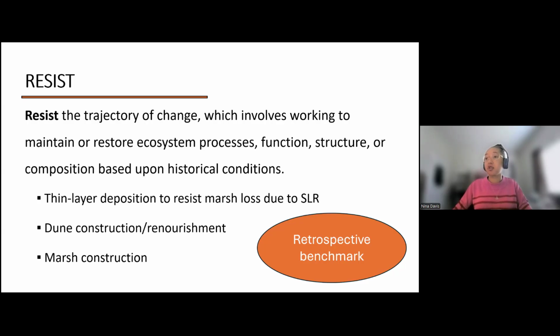But resist can also be resource intensive, and in some cases, it may only buy us time rather than completely preventing that change. And that's why part of applying RAD is asking, is the investment worth it for the outcomes we can achieve?